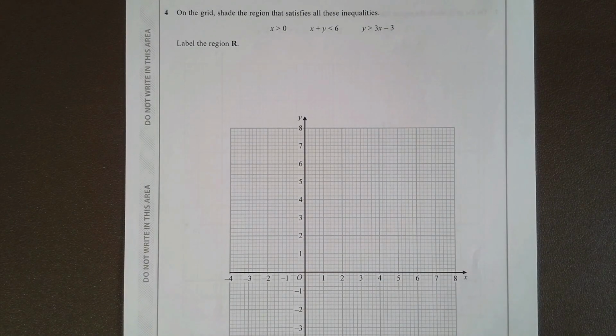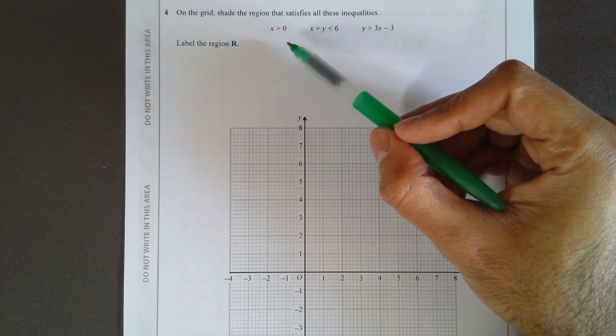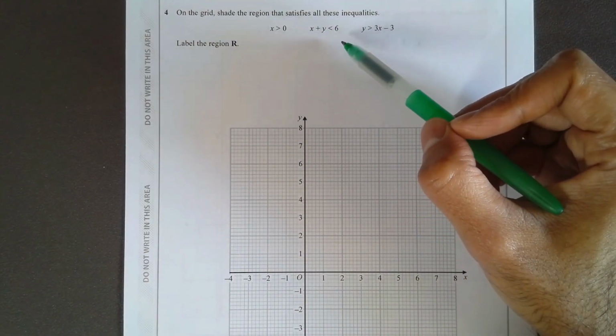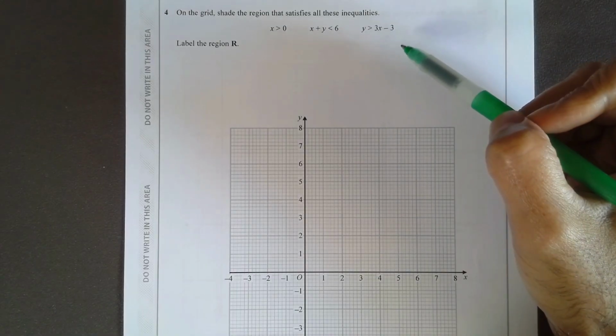Hi, in this video I'm going to be looking at level 3 algebra questions on shading inequalities. In this particular question we're being asked to shade the region that satisfies all of these inequalities here. So we've got x is greater than 0, x plus y is less than 6, and y is greater than 3x take away 3.